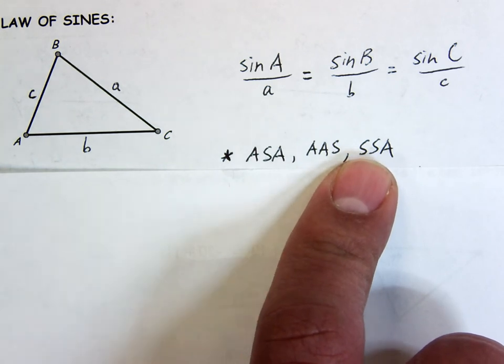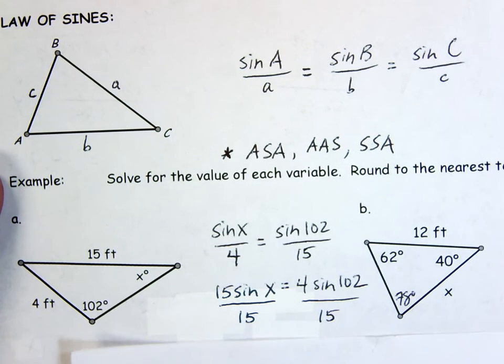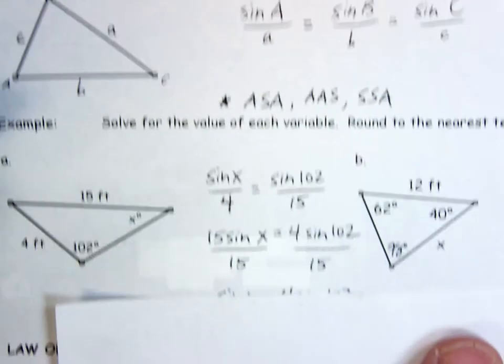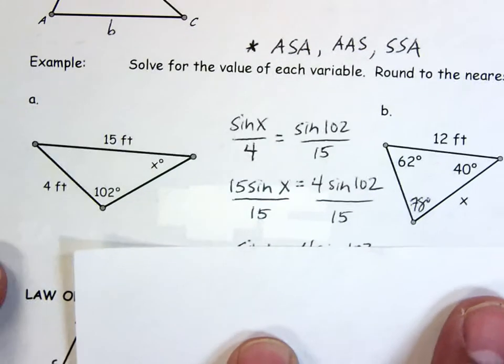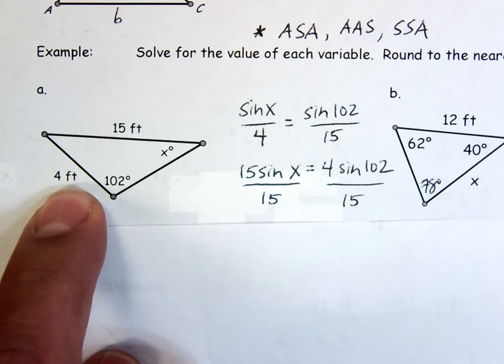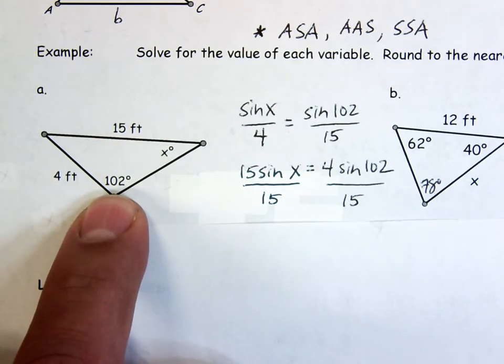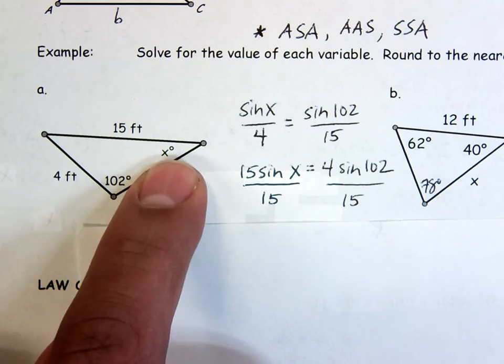Okay, so now we're going to use the law of sines and we're going to answer the question. So let's look at A. Okay, so I've got my A. Here I've got this one is 4 feet. I know this one is 15 feet. This is 102 degrees. And I want this angle.